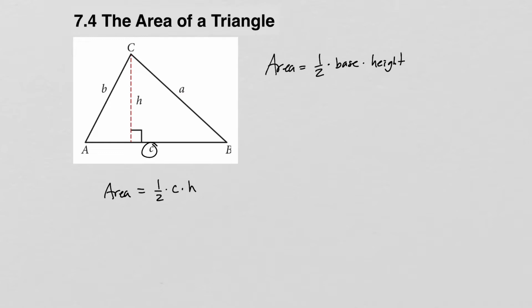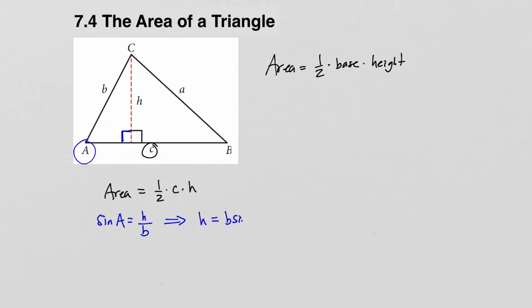But what is H? Well, if you look at the height and the way that it's been drawn, we have a right angle here, which means that this triangle is a right triangle. And because we have a right triangle there, we know that if we look at this angle here, the sine of angle A is equal to H divided by B. Multiplying both sides by B gives us H is equal to B times the sine of A.